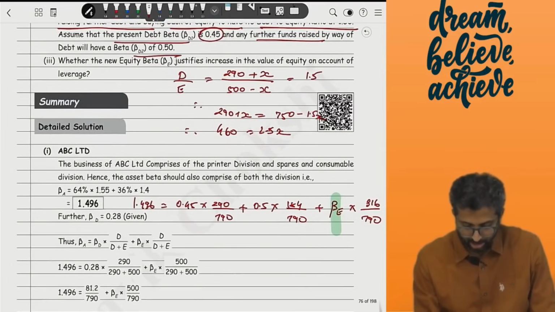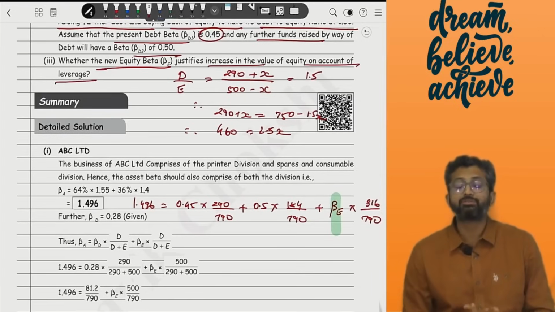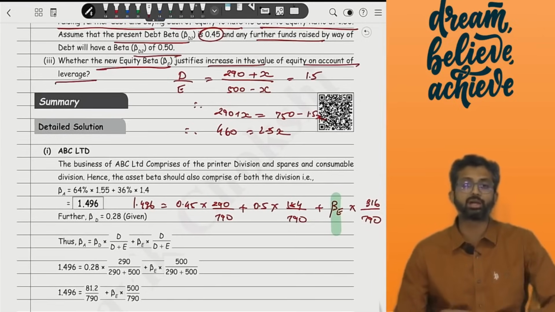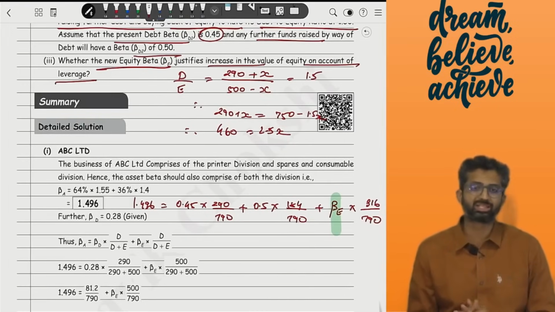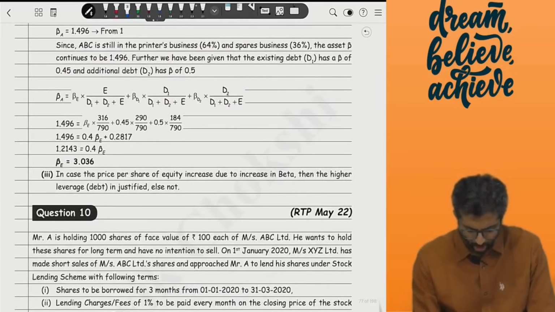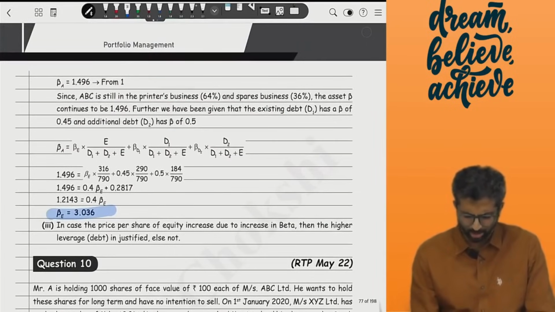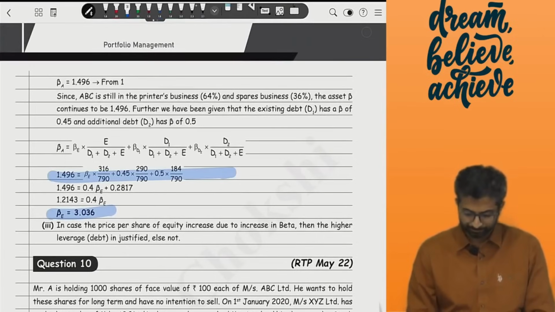Last, they ask whether the new equity beta justifies the increase in value on account of leverage. It depends. If this new equity beta results in a higher market price, then it justifies. If it does not, then it does not justify the increase. So over here, you can solve. The new equity beta is around 3.036. Once you formulate the equation, you can just solve it and get the answer.